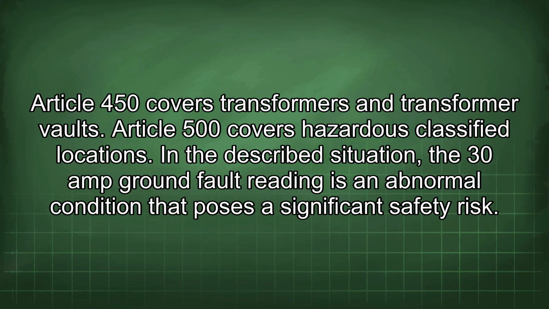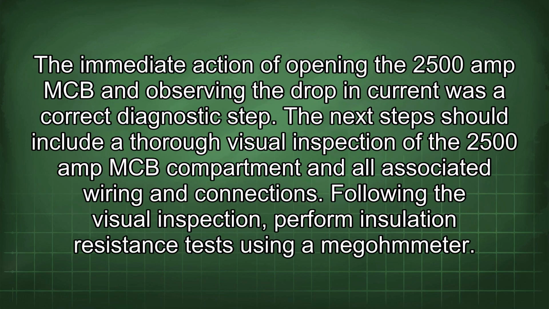In the described situation, the 30 amp ground fault reading is an abnormal condition that poses a significant safety risk. The immediate action of opening the 2500 amp MCB and observing the drop in current was a correct diagnostic step. The next step should include a thorough visual inspection of the 2500 amp MCB compartment and all associated wiring and connections. Following the visual inspection, perform insulation resistance tests using a megameter.